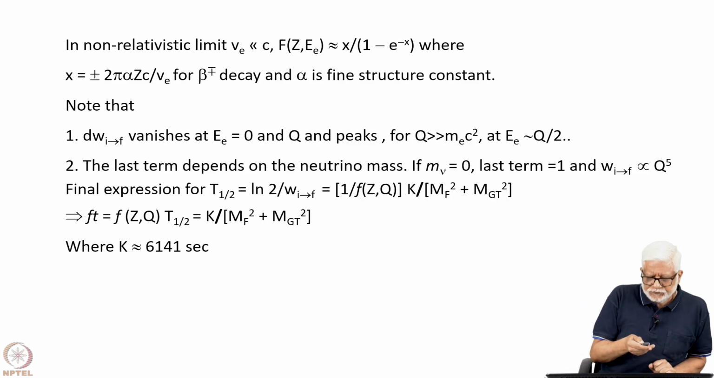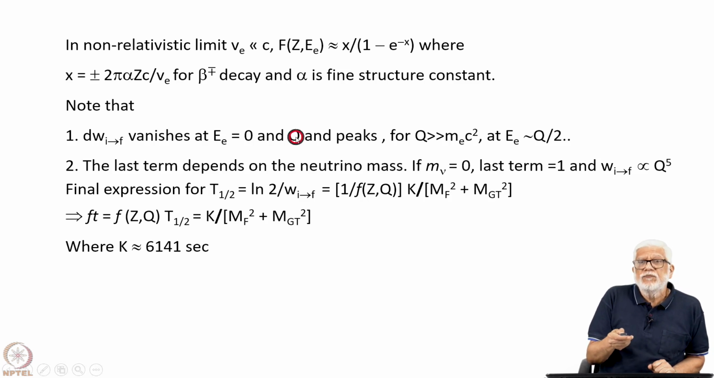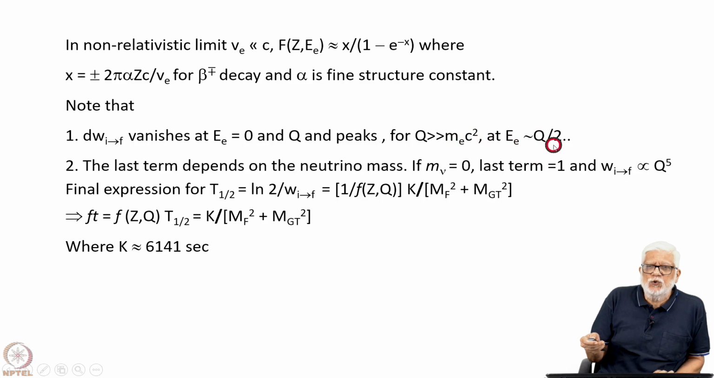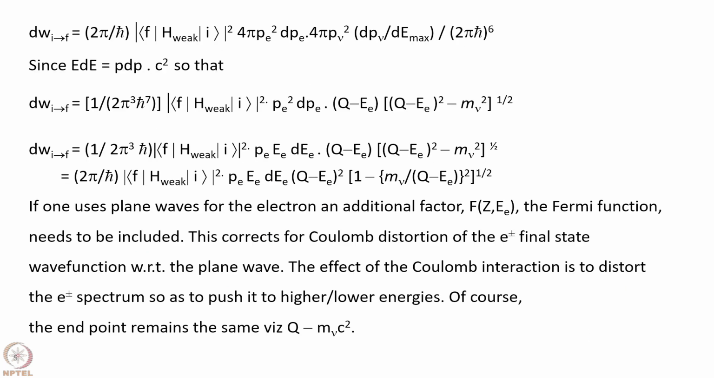Okay, so another thing to note is that for Q value much greater than the rest mass of the electron, the spectrum peaks at about half the value of Q. Okay, peaks at Q/2. Similarly, the last term there depends on the neutrino mass. And, okay, we can again go back to this expression and this factor here. So this depends on the mass of the neutrino.